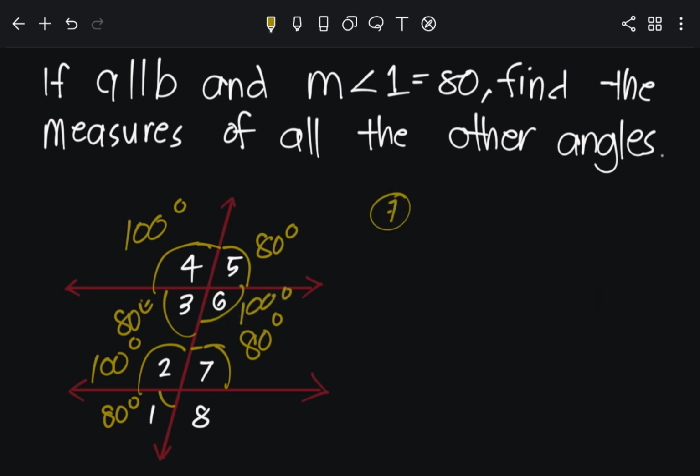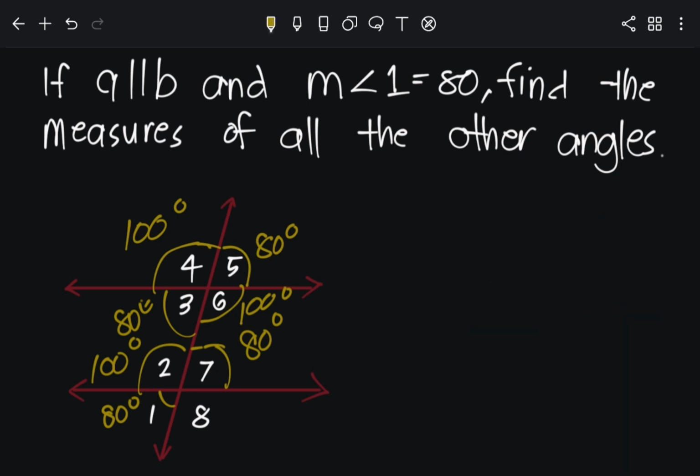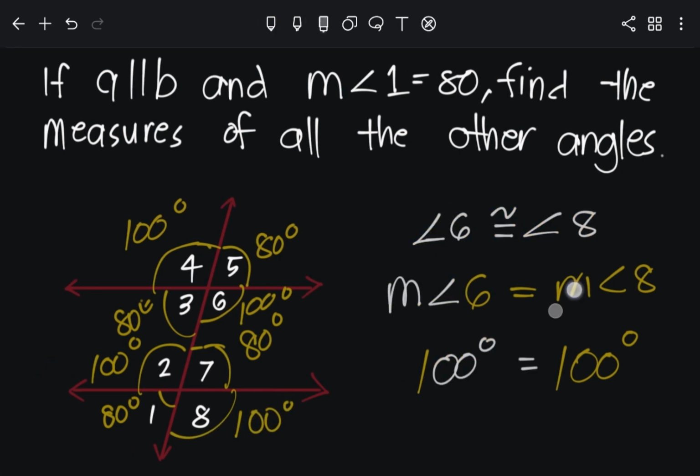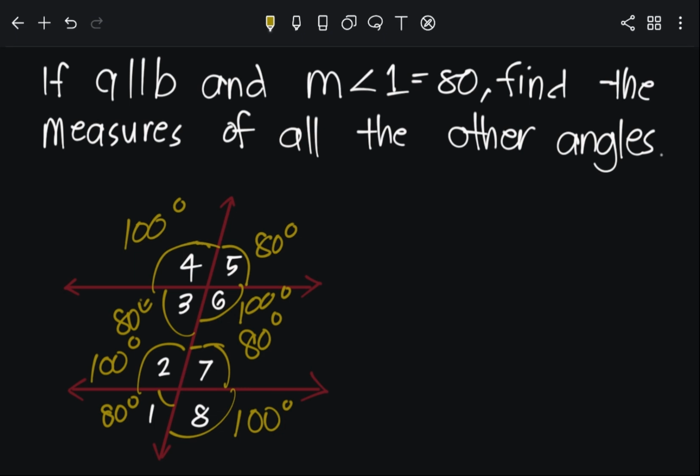So the last one, angle 8. Angle 6 and angle 8 are corresponding angles. If they are corresponding angles, therefore they are congruent. So angle 6 is congruent to angle 8. And since they are congruent, the measure of angle 6 and the measure of angle 8 is 100 degrees. And that's how we're going to find the other angles if there is only one given.